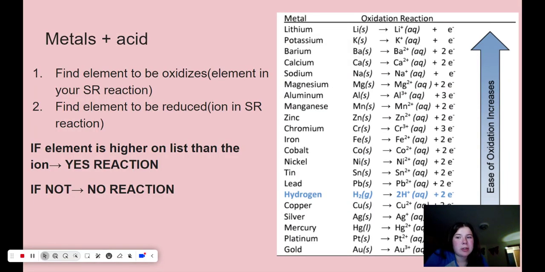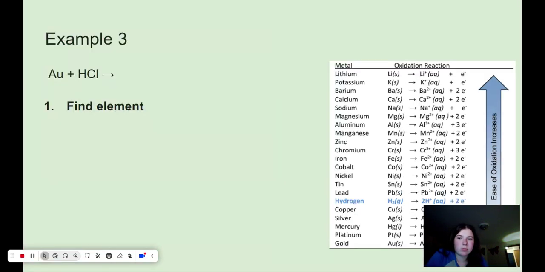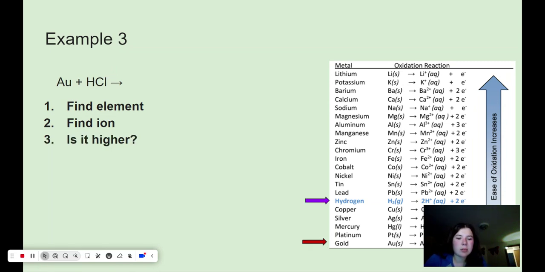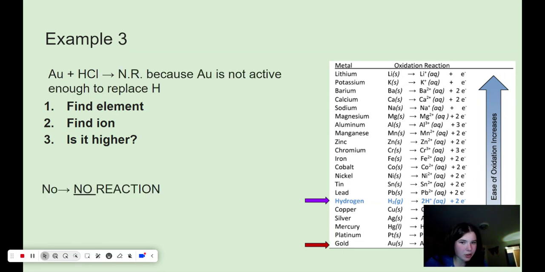Okay, same steps, but this time it's a metal and an acid. So here we have gold plus hydrochloric acid. Gold is the element. Gold is at the very bottom. The ion is hydrogen, so it's above gold. Since gold is below the ion hydrogen, no reaction will occur because gold is not active enough to replace hydrogen. Gold is not able to release its electrons enough for hydrogen to accept them, so nothing's going to happen.